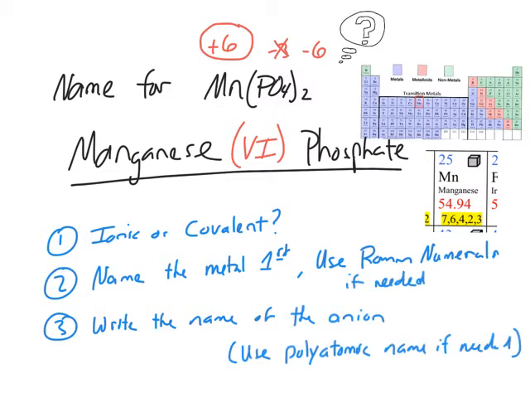So to quickly recap, we identified that the metal came first, making it an ionic compound. We knew the metal was multivalent, so we used the charge on the phosphate ion to help determine what charge the multivalent metal was using in this compound, in this case a +6, and wrote that as a Roman numeral. So therefore the full name is manganese 6 phosphate.